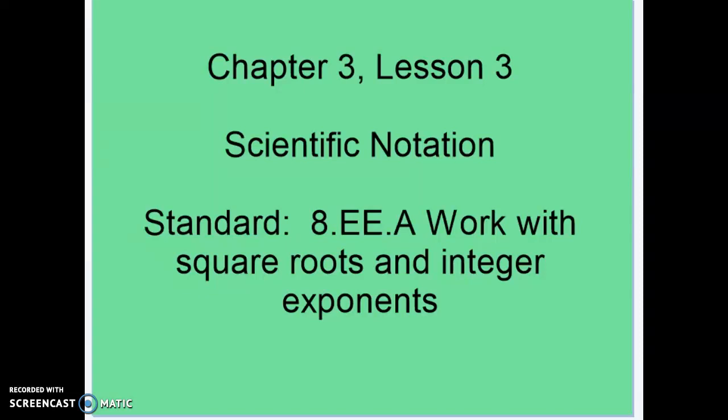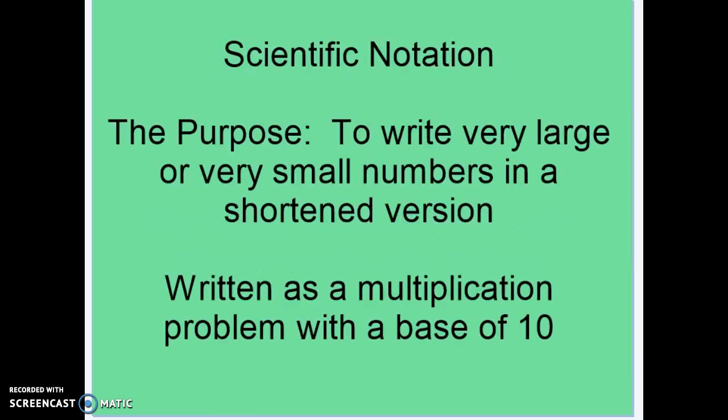Chapter 3, Lesson 3 deals with scientific notation. The purpose of scientific notation is to write very large or very small numbers in a shortened version. All scientific numbers are going to be written as a multiplication problem with a base of 10.